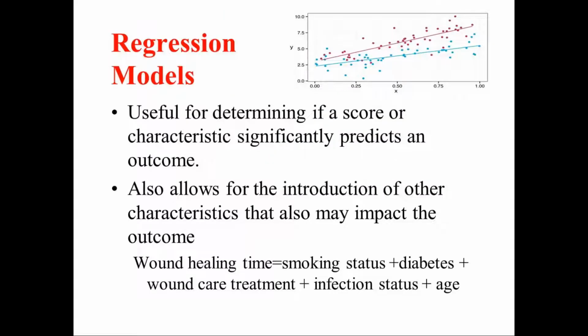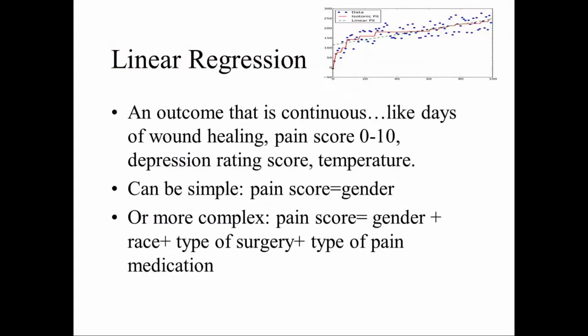There are also regression models. They're helpful for determining if a score or characteristic significantly predicts the outcome. It allows for the introduction of other characteristics that may also impact the outcome. Here's an example: wound healing time. You take the smoking status of diabetics who have wound care, an infection, and their age so that you can understand overall what occurred.